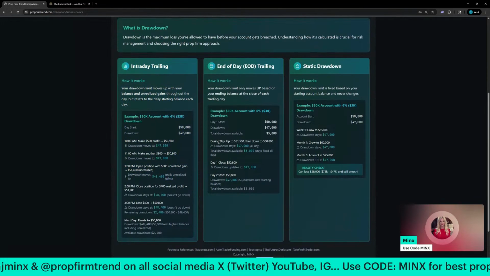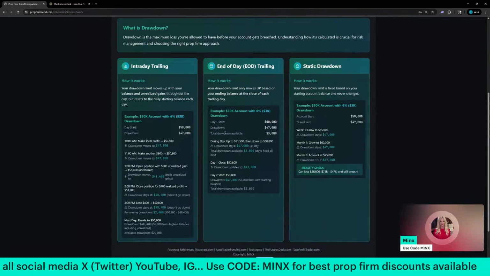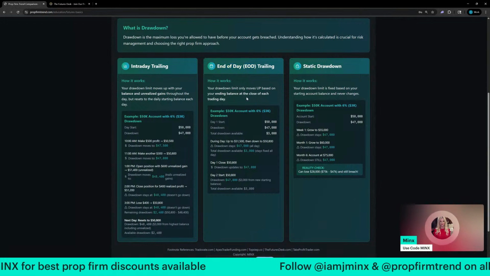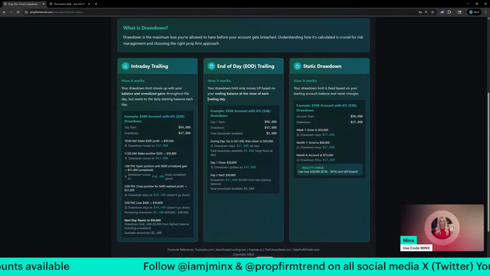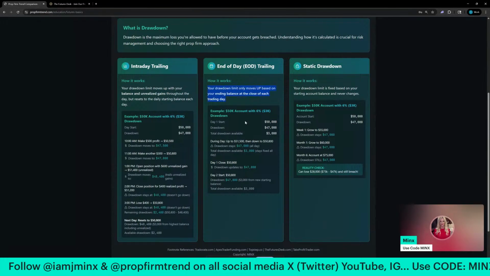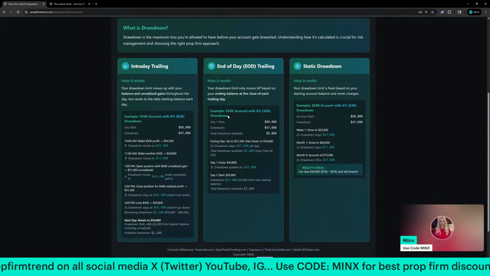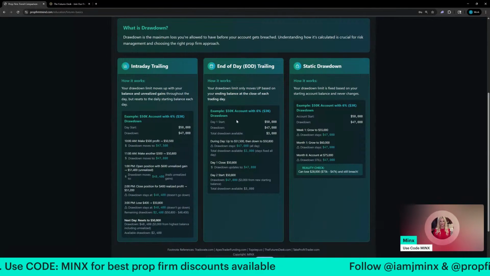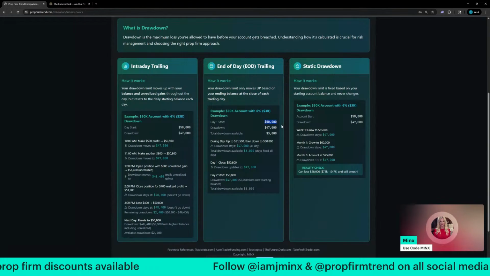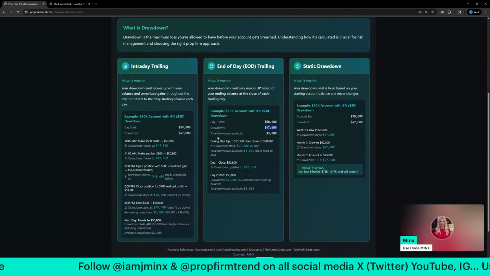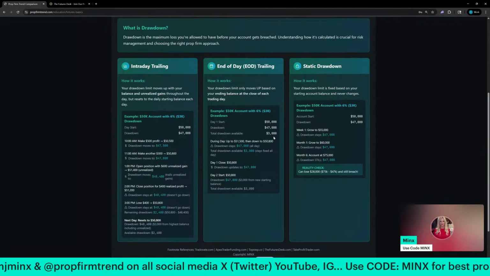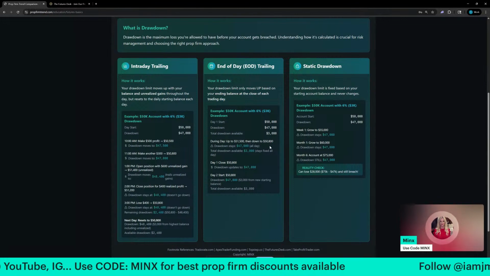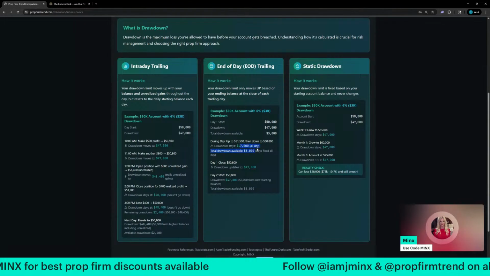If you are more of a trader that likes to hold a position for hours or whatever it is, then you would probably want to look at end of day trailing. And how this one works is your drawdown limit only moves up based on your ending balance at the close of each trading day. Okay, so for example, 50K account with 6%, 3K drawdown. Okay, so day one starts at $50,000. Drawdown is 47,000. Total drawdown available is 3,000. So during the day, you go up to 51,500. Then you go down to 50,800. Your drawdown is still going to stay at 47,000 all day.